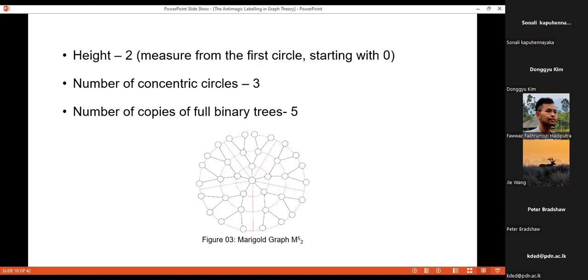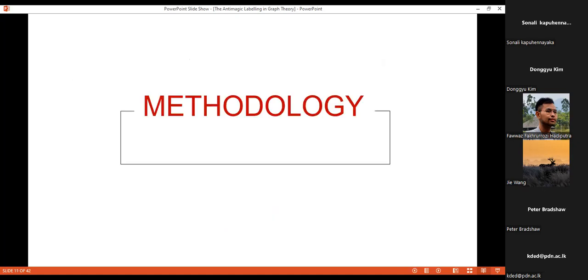The following marigold graph is generated using 5 copies of full binary trees with height 2. That is, there are 5 petals in the graph, and the height is measured from the first circle starting with 0. That means in this graph, there are 3 concentric circles. Now we'll move on to the methodology.